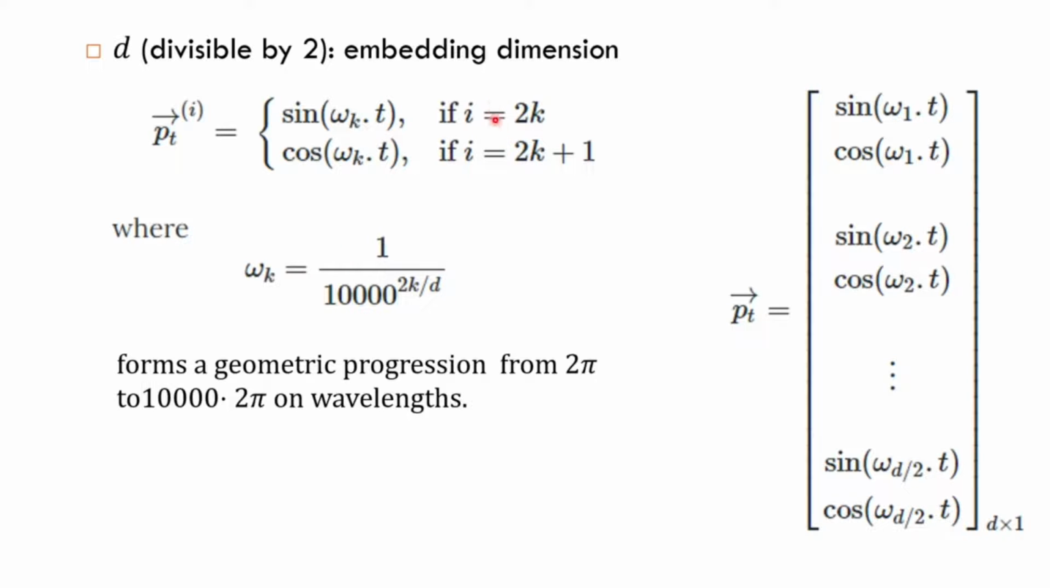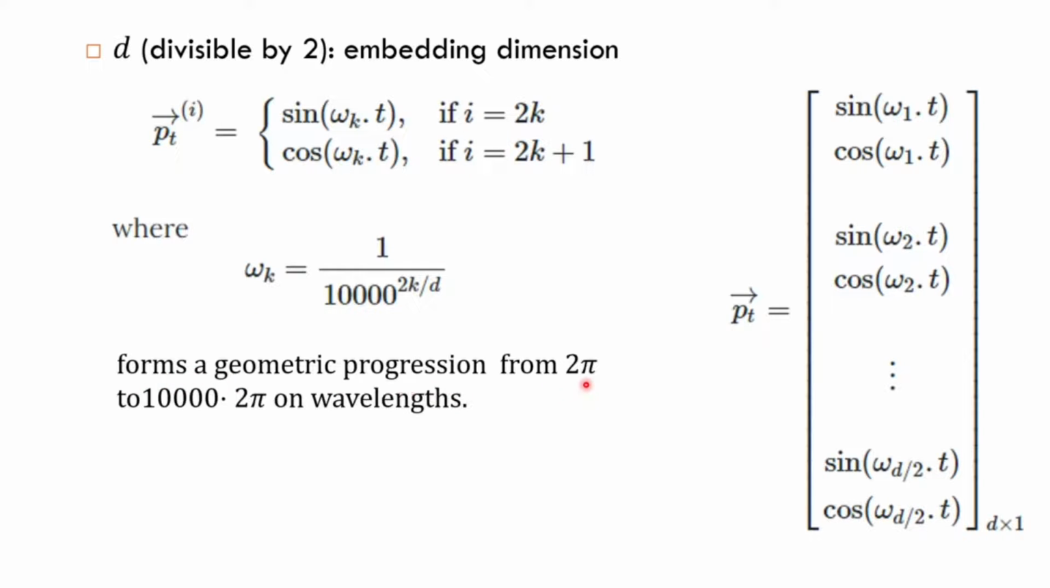Similarly for cos as well, when the positional dimension takes the odd position, when i is equal to 2k plus 1, this becomes cos 2k. For the cosine function also, the wavelength increases progressively, or the frequency decreases progressively. That is, the cos function also has a greater spread.